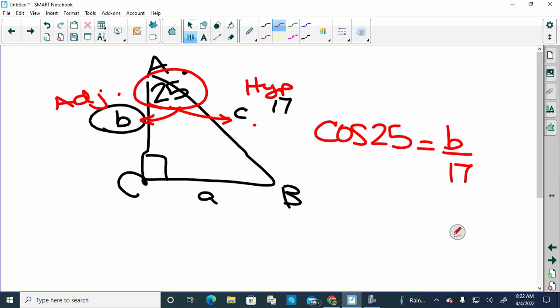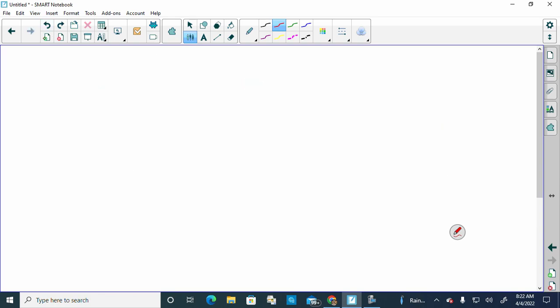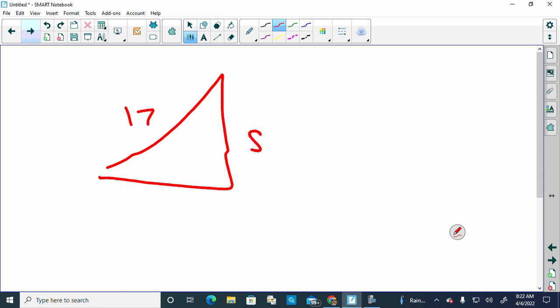Then the next one. The next one, they have the drawing for you, but this time the drawing is going this way. 17 is here, 8 is here, and 15 is here. And all they had was the capital letters. In the directions, it says find tan A. So tan A means you're finding this angle measurement.